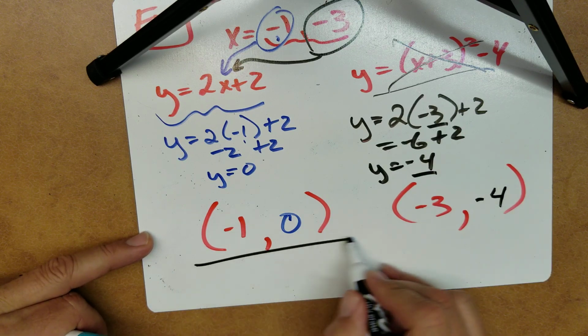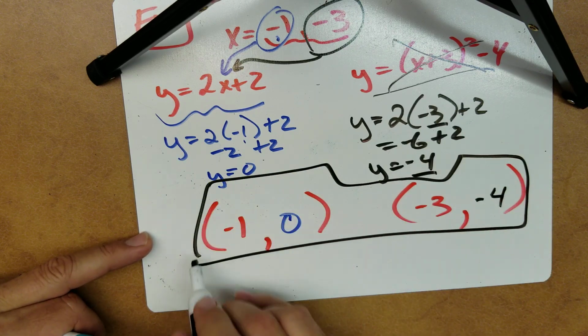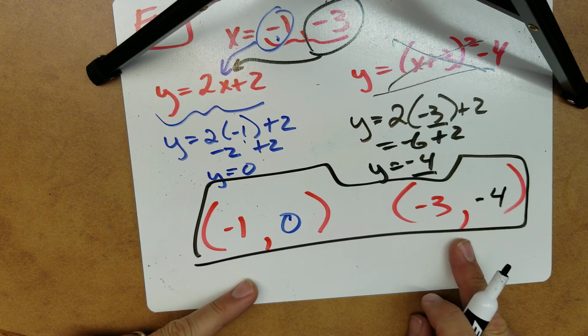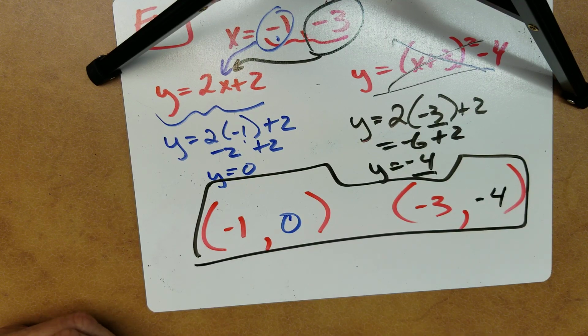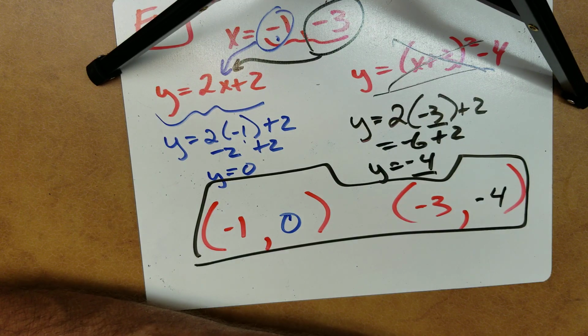So here is my solution, the 2 points where the straight line and the parabola cross. Is it a little bit of work? It is. Do you have this? You do.